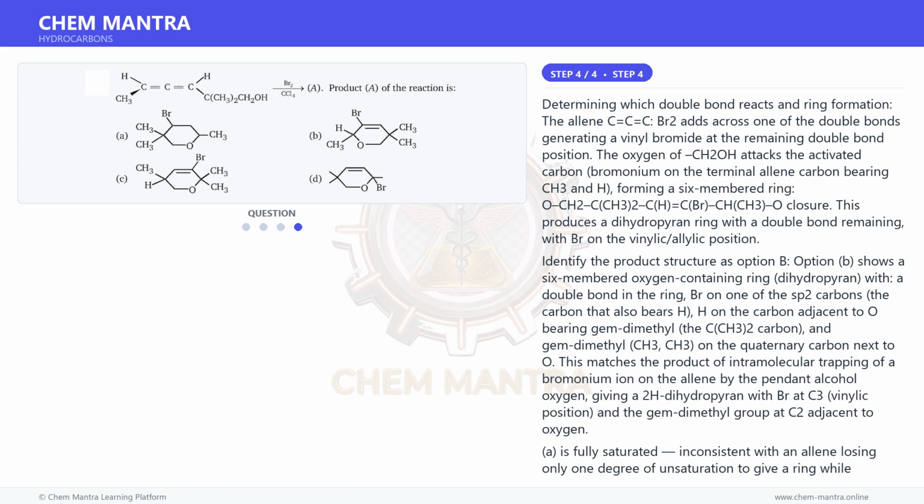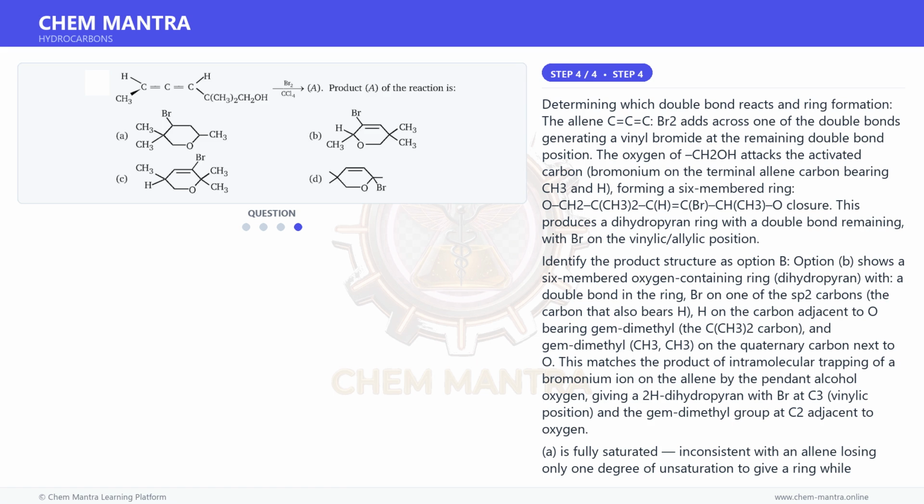Identify the product structure as option B. Option B shows a six-membered oxygen-containing ring, dihydropyran, with a double bond in the ring, Br on one of the sp2 carbons, the carbon that also bears H on the carbon adjacent to O bearing gem-dimethyl, the CH3, 2 carbon and gem-dimethyl, CH3 on the quaternary carbon next to O.